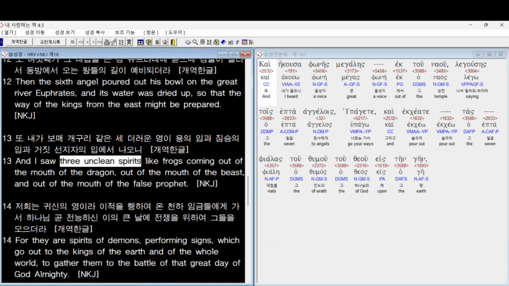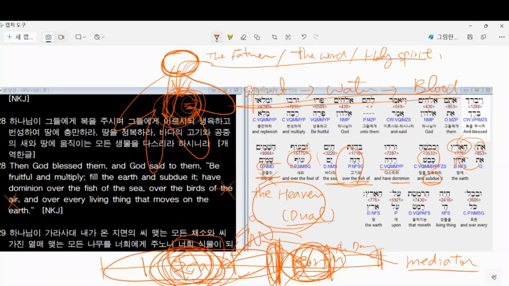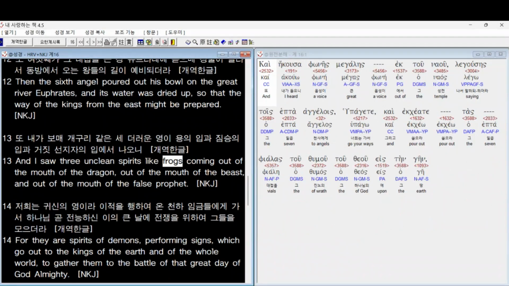I saw 3 unclean spirits. Babylon is the prison of the unclean spirit, right? Babylon is the prison of the unclean bird. It's like a frog. So frog lives in the sea, in the water. Frog lives on the dry land. So frog is the one that mixes the sea with the earth knowledge. Okay, so all those knowledge is mixed together. That is a Babylon, mixed knowledge.